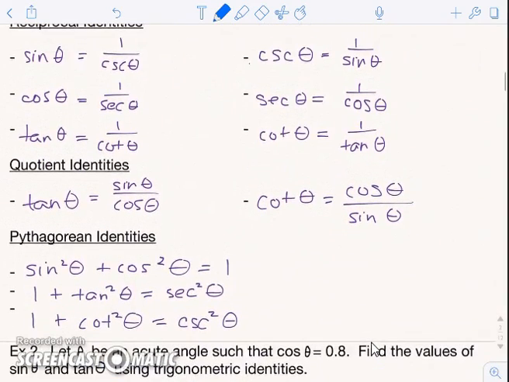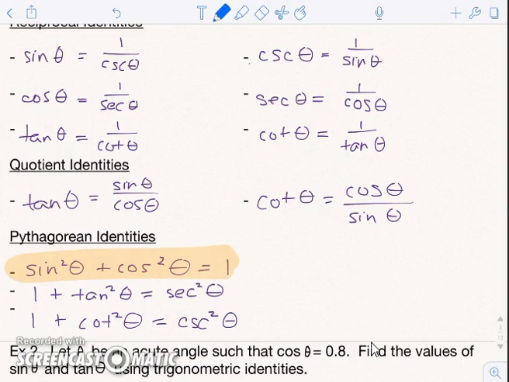Your last identities here are your Pythagorean identities. And they just say Pythagorean theorem, think of that, a squared plus b squared equals c squared. Sine squared plus cosine squared is equal to 1. 1 plus tangent squared is equal to secant squared. And 1 plus cotangent squared is equal to cosecant squared. I'm going to derive them really quickly for you on the side here so that, again, if you can at least remember this one, you'll be set to come up with the others without having to memorize those bottom two.